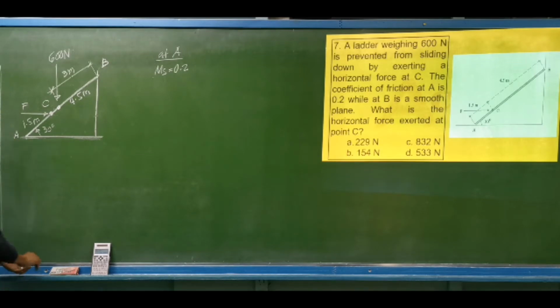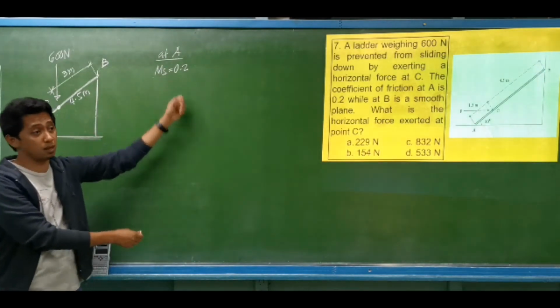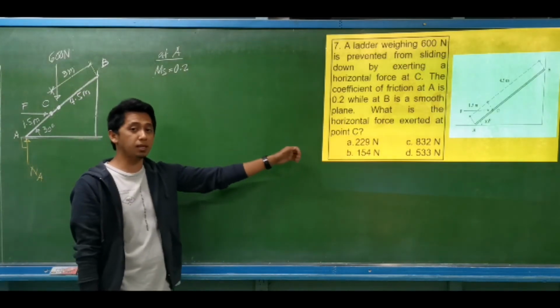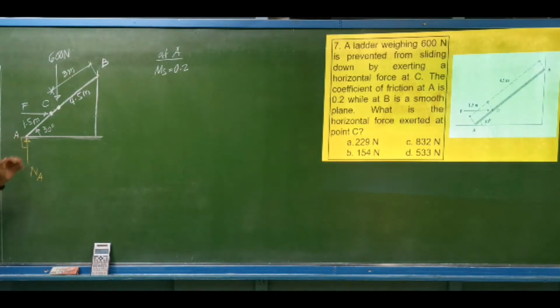Other than that, what are the reactions? We have the vertical reaction at A. Since this is the perpendicular reaction, we assume this to be a normal reaction at A. Since we have a coefficient of friction at point A, we are considering frictional force at point A. Since we are preventing the ladder from sliding down, what will be the direction of the frictional force at A? It should be to the right. And this is, let's say, the frictional force at point A.